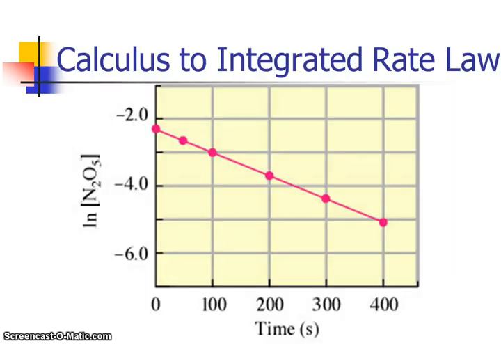Now, scientists like to work with straight lines more than curved lines. So if we use a little bit of calculus, we can convert our differential rate law into our integrated rate law. So now we've got the natural log of the concentration of dinitrogen pentoxide versus time. And we've got a nice straight line. And we know that with straight lines, we can deal with y equals mx plus b, and that'll give us an equation for a first order integrated rate law.